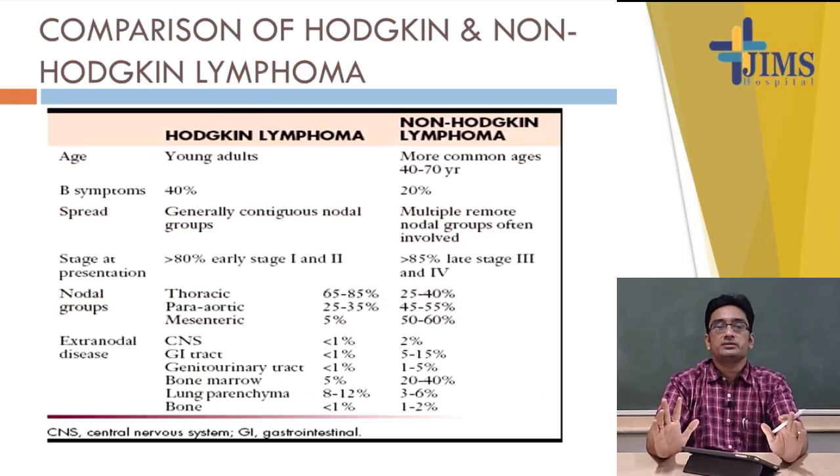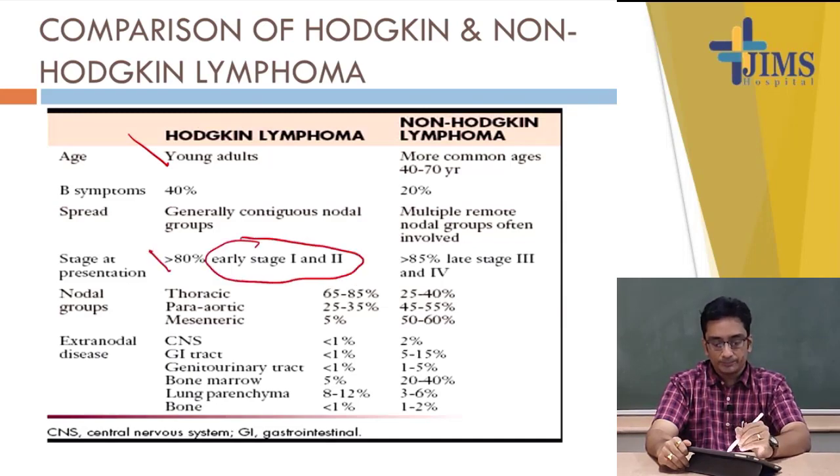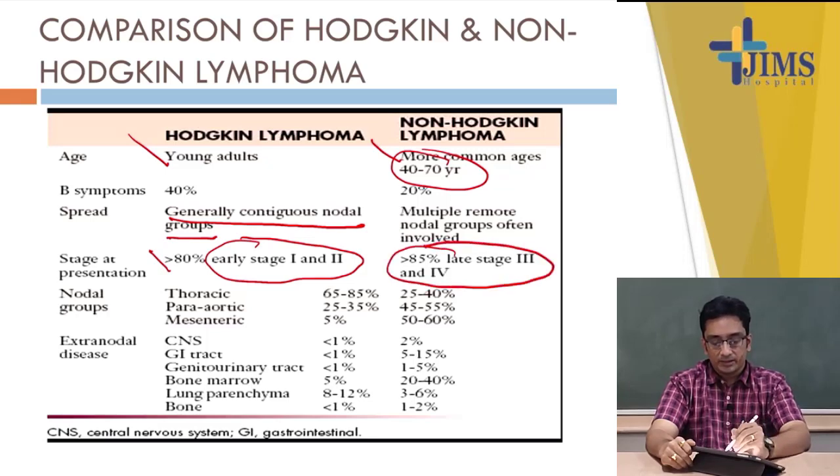Now, the comparison between the two major types of lymphoma, Hodgkin's and non-Hodgkin's. Hodgkin's mainly presents in young adults. Most of them present early in stage 1 and 2, and usually they present in contiguous nodal groups. Non-Hodgkin's is more common in older patients, with late presentation in stage 3 and 4, and because stage 3 and 4 are multiple, remote nodal groups are involved, as we will see in the classification.